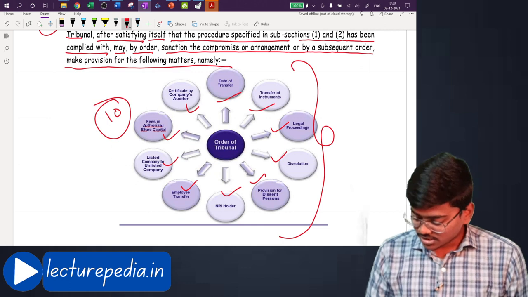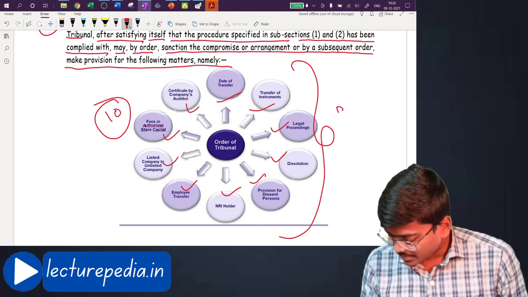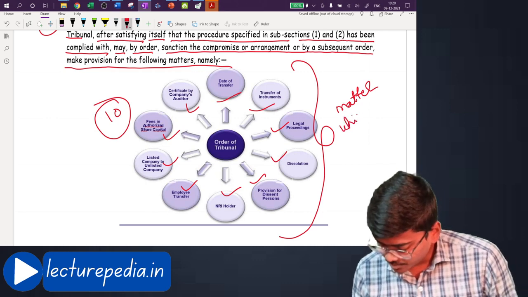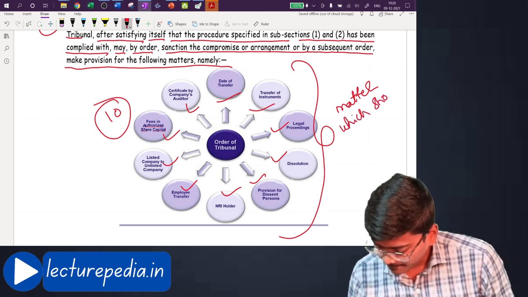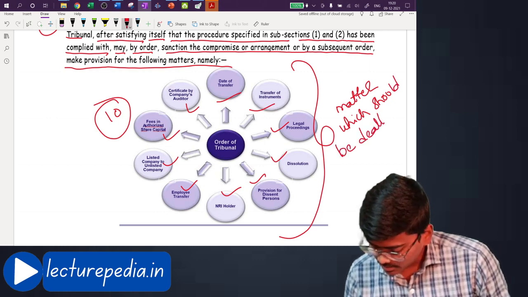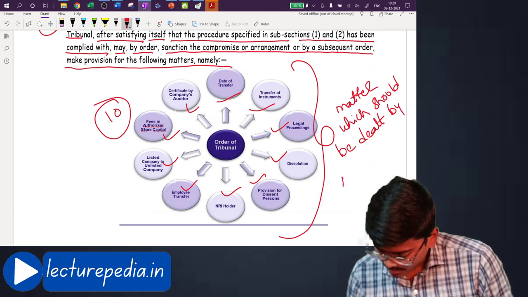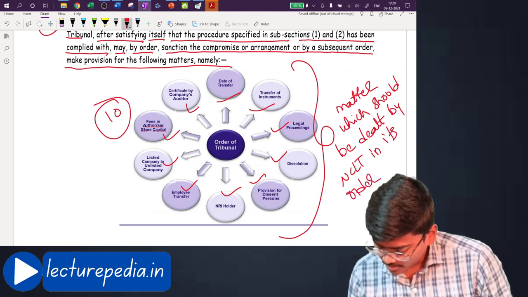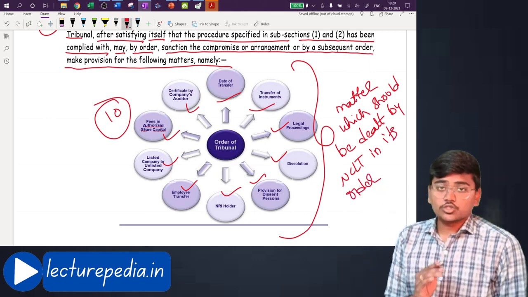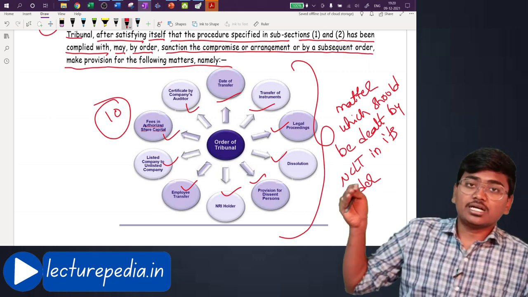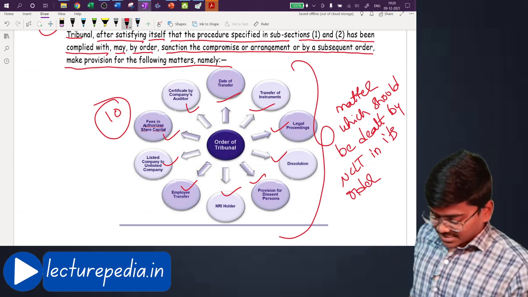Basically, these are the matters which should be dealt by NCLT in its order. Okay, these 10 matters should be present in the final order that will be given by the NCLT. Let us see them one by one.